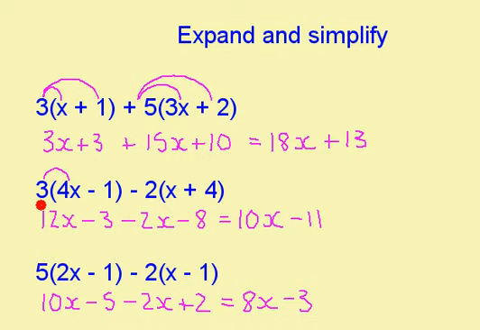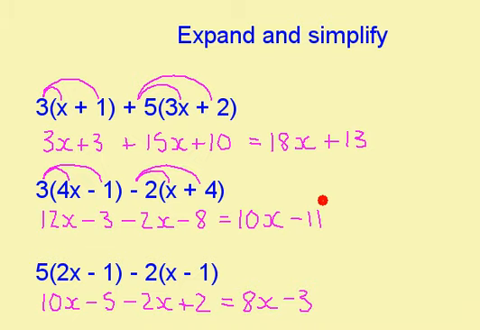3 times 4x is 12x, and 3 times minus 1 is minus 3. Minus 2 times x is minus 2x, and minus 2 times plus 4 is minus 8. Putting it together, 12x minus 2x is 10x, and minus 3 minus 8 is minus 11.